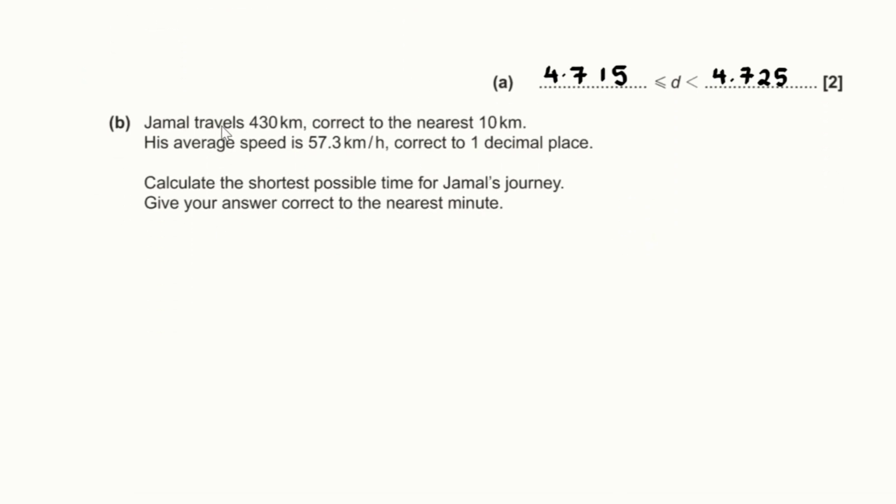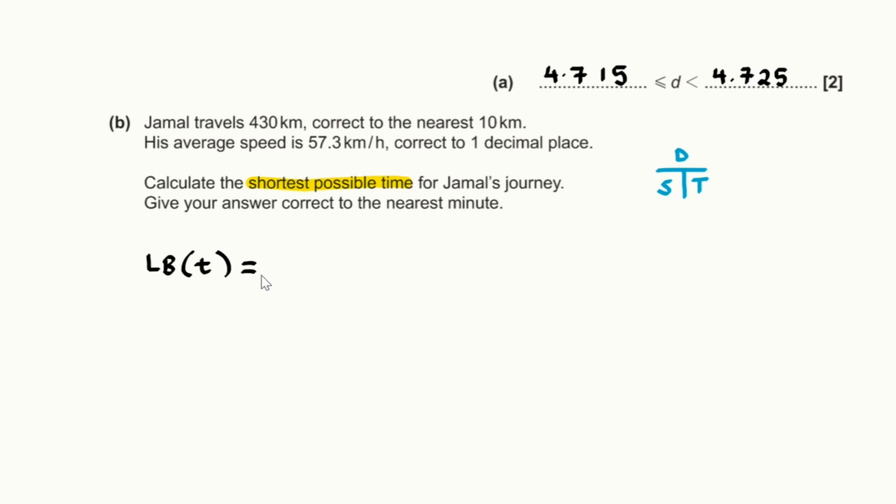Now for part B, Jamal travels for 30 kilometers, correct to the nearest 10 kilometers. His average speed is 57.3 kilometers per hour, correct to 1 decimal place. We have to calculate the shortest possible time for Jamal's journey. Give your answer correct to the nearest minute. Well, we know that time is equal to distance divided by speed. Now what we want is the lower bound of the time, because we are looking at the shortest possible time.